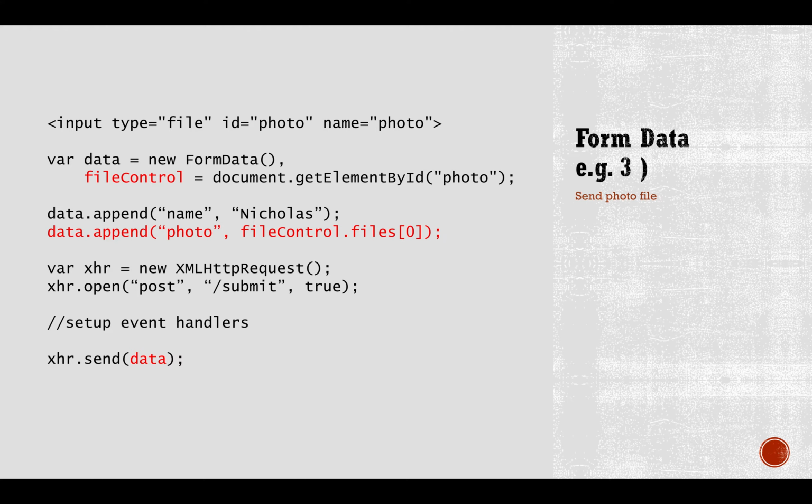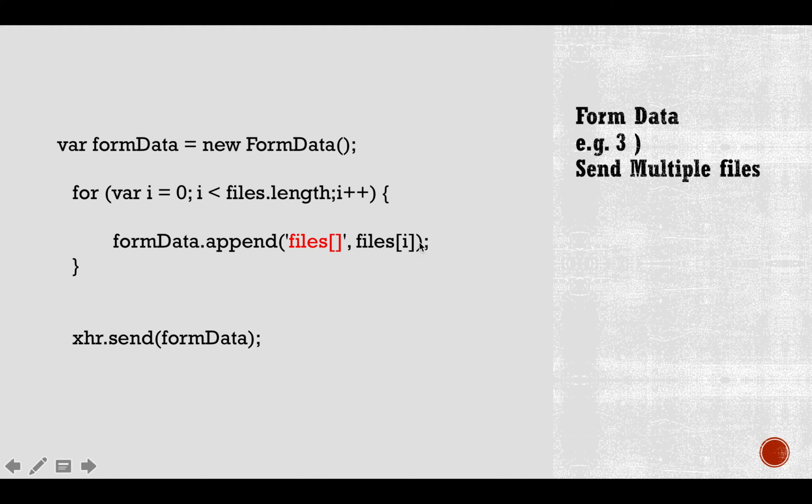This is an example of transferring a file. Similar to the previous example, append with the file name. If you look closely, you can see that in the variable file control, you use document.getElementById to select a specific image whose ID is photo. This is a multi-file sending example. With the for loop, we can attach several files and then send to the server.